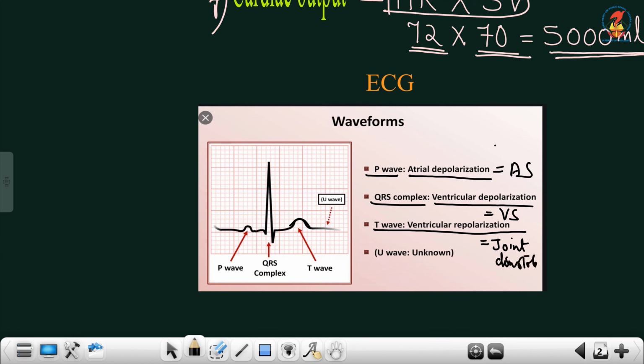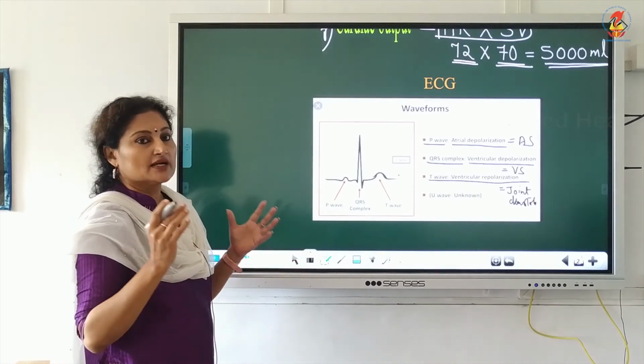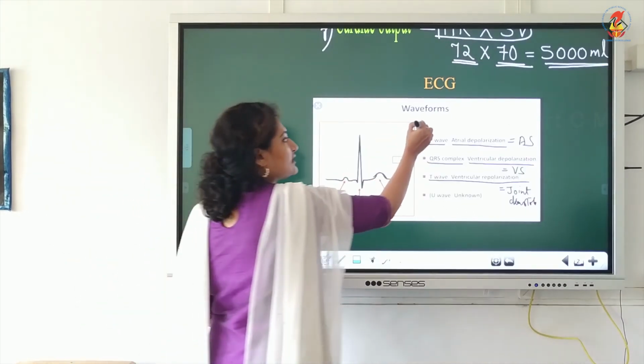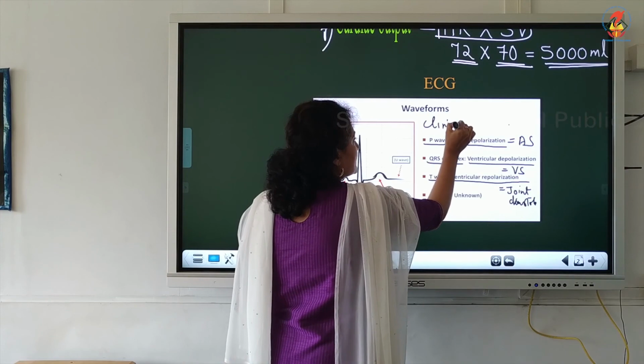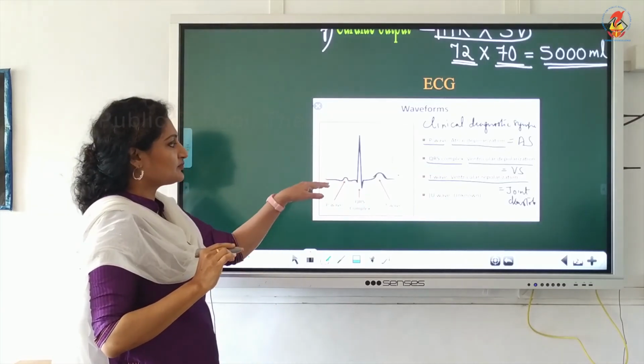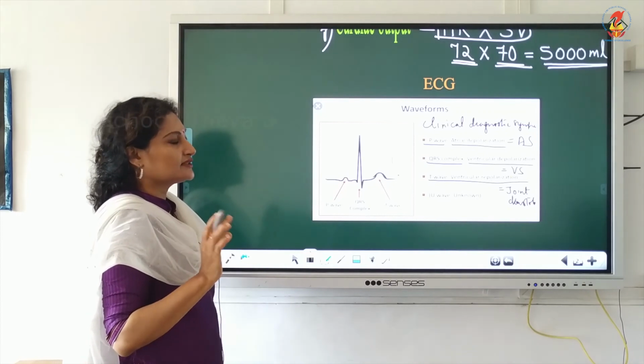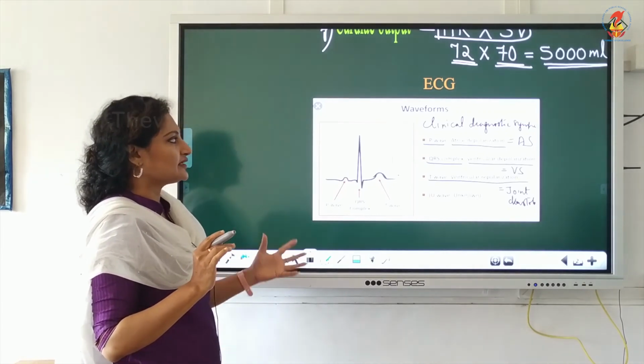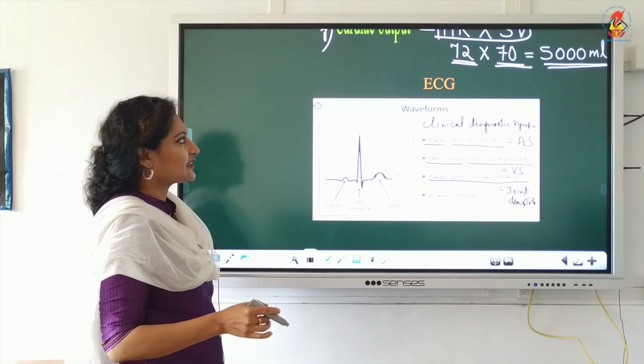Any deviation from this shape indicates some abnormality of the heart or some cardiac disorder. So, this is of great clinical diagnostic significance. That is why ECG is checked. This is the normal, there can be slight fluctuation, but if it is too much deviating from this, it indicates some cardiac disorder. Clear? So, it is of clinical diagnostic significance.